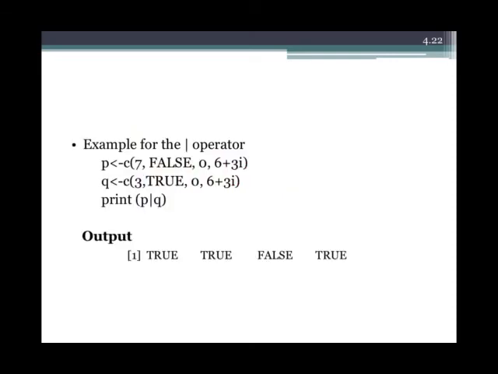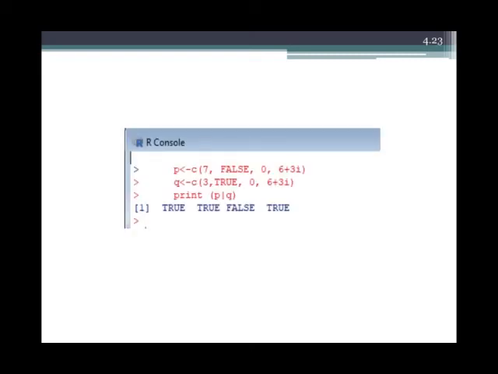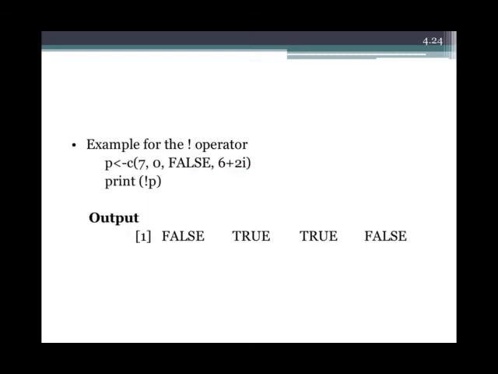Now we have the vertical symbol, which is the OR operator. The first values are compared, and then we get the answers as true, true, false, true. And here we have the output.